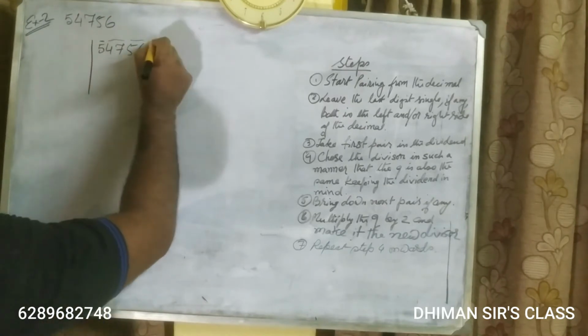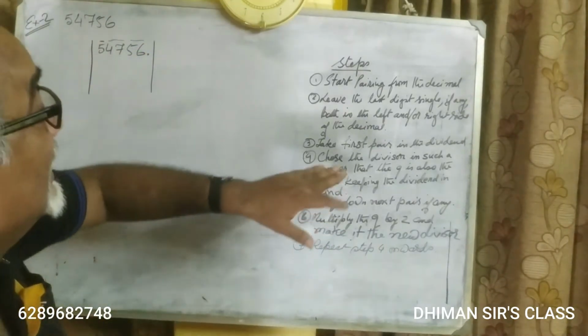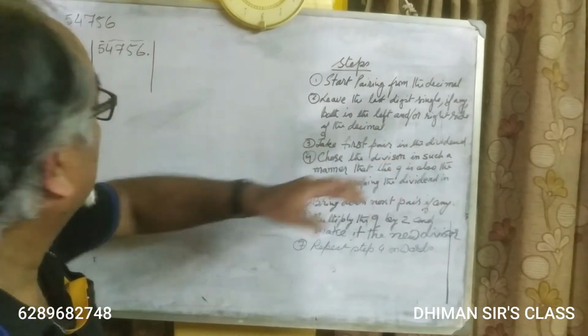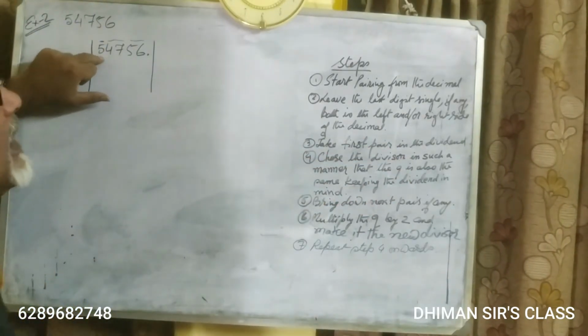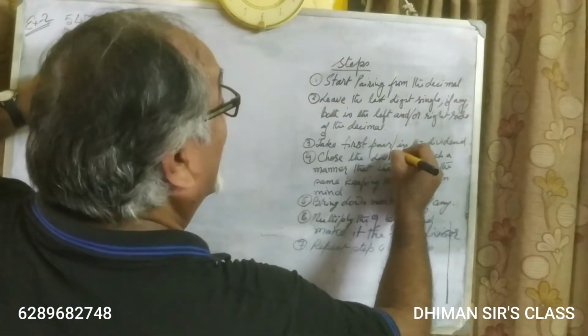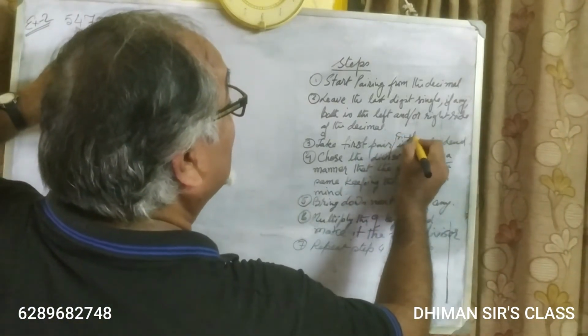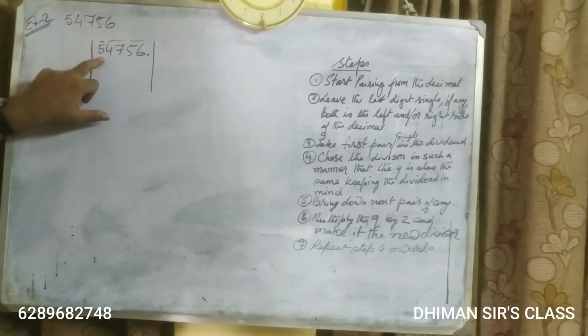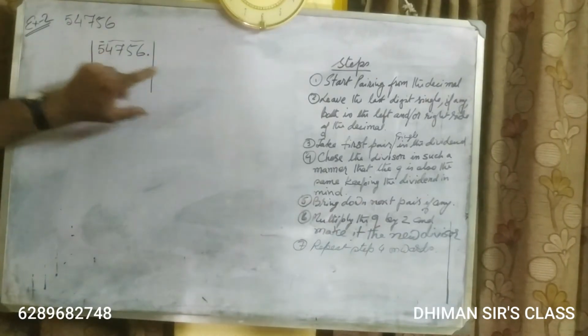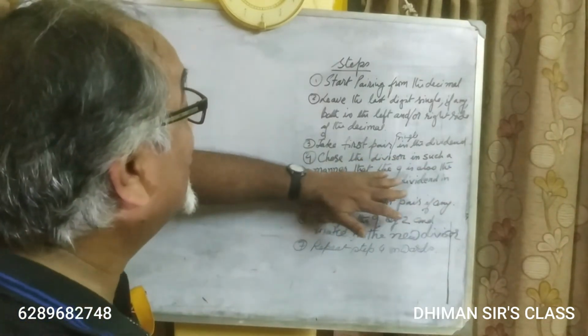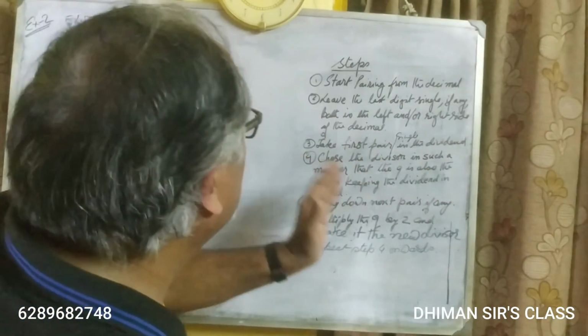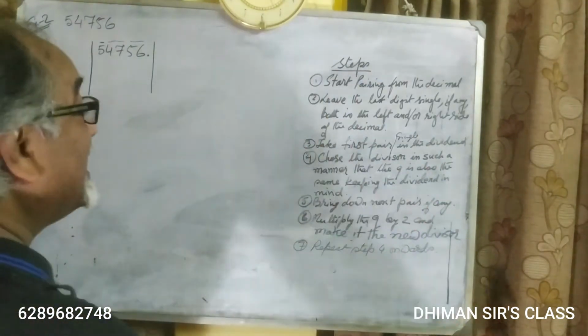Okay. Now, take the first pair, but here we do not have the first digit as a pair. We have it single. It may be a pair or single. You can write single also. First pair or single. Now, in the dividend, choose the divisor in such a manner that the quotient is also the same, keeping the dividend in mind.